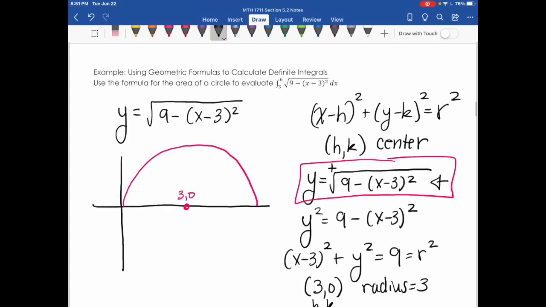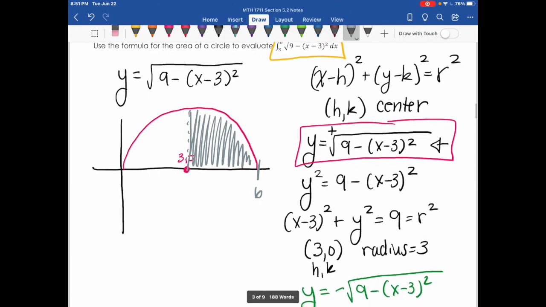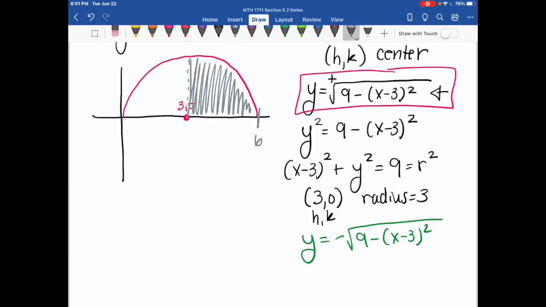Now, if we scroll back up and look at what we're supposed to integrate, we're supposed to integrate that function from 3 to 6. So what that means is we're trying to find the area under the curve, but above the x-axis on the interval from 3 to 6. So if my radius is 3, 6 is going to be here. So from 3 to 6 means I am trying to find this area here, which is a quarter of a circle.